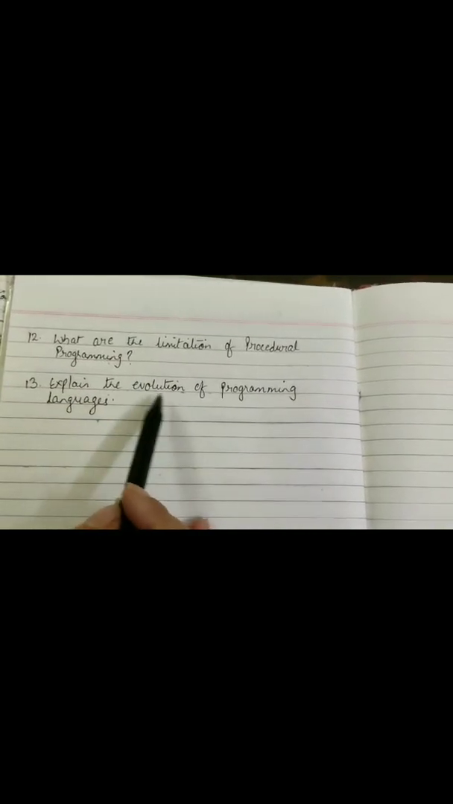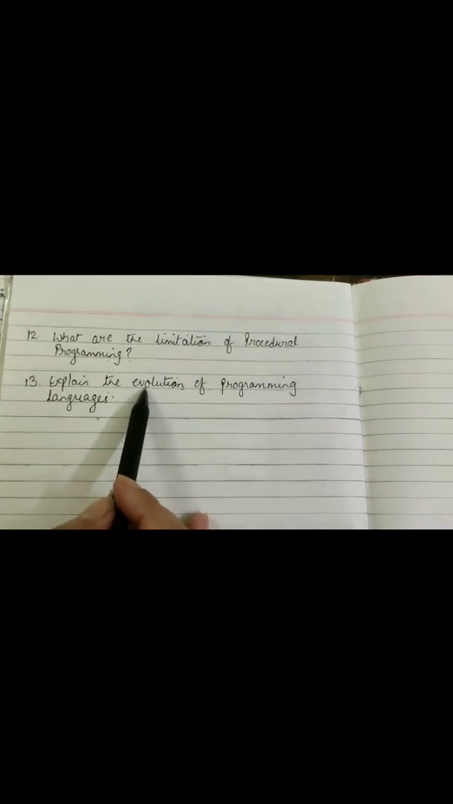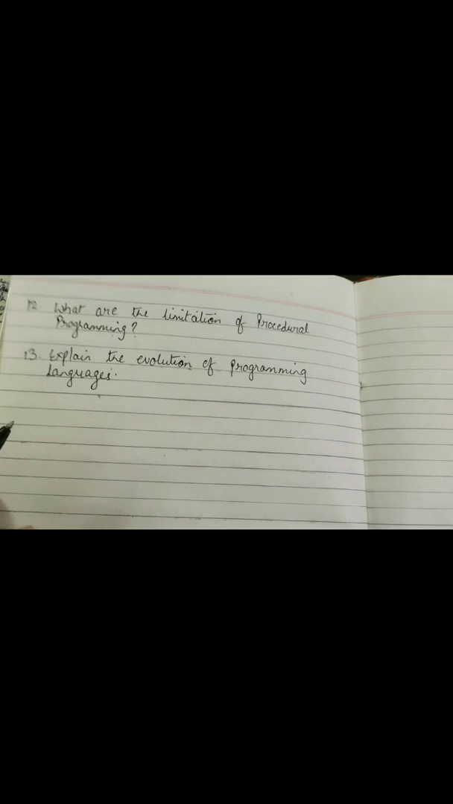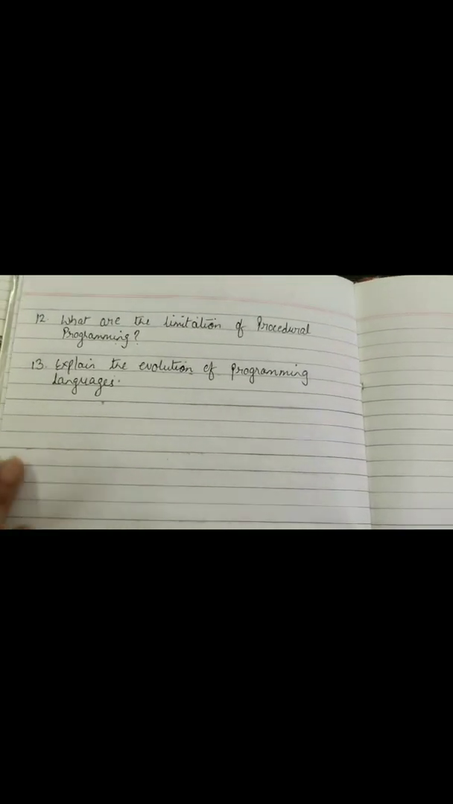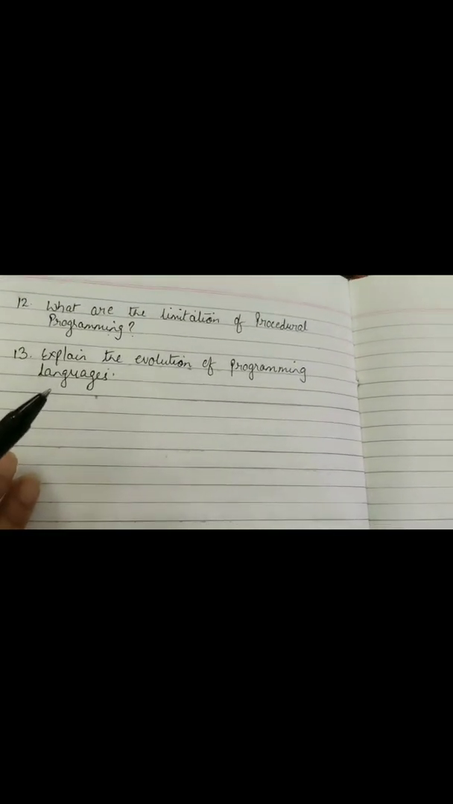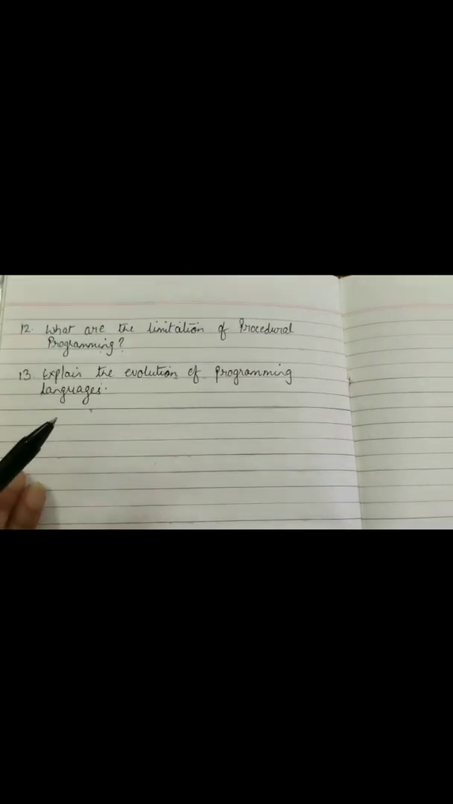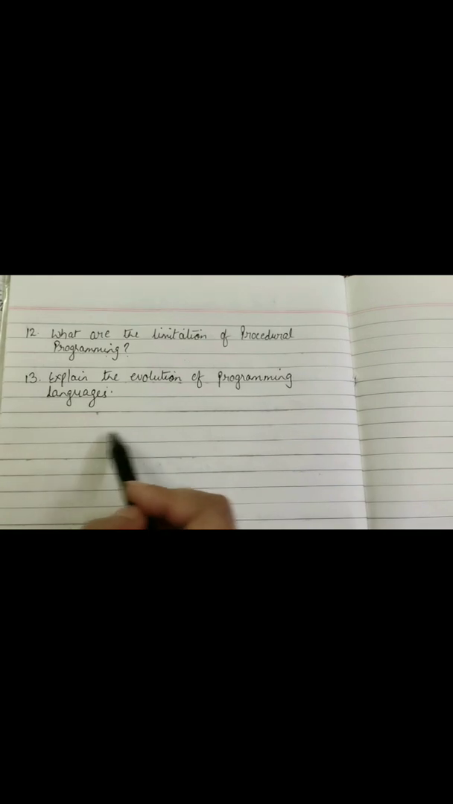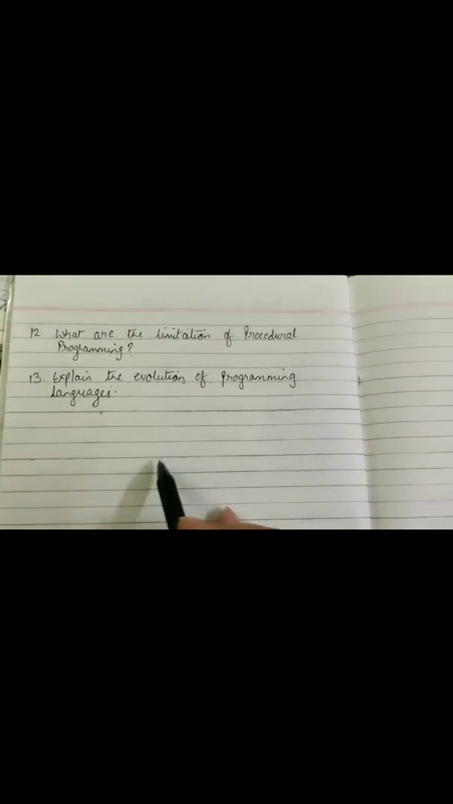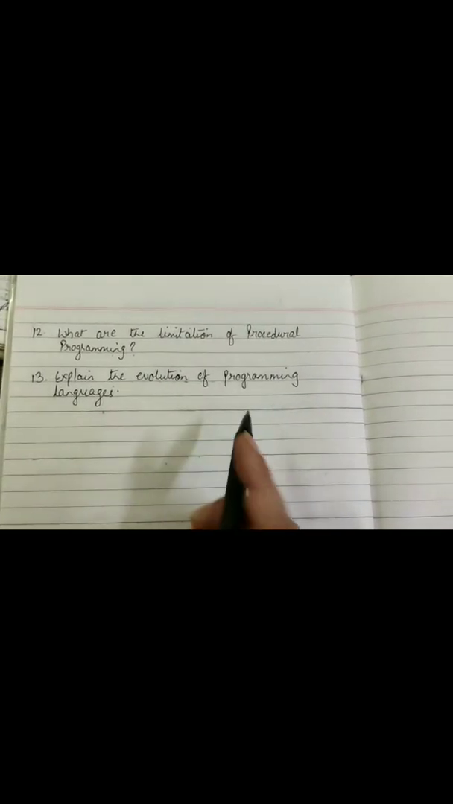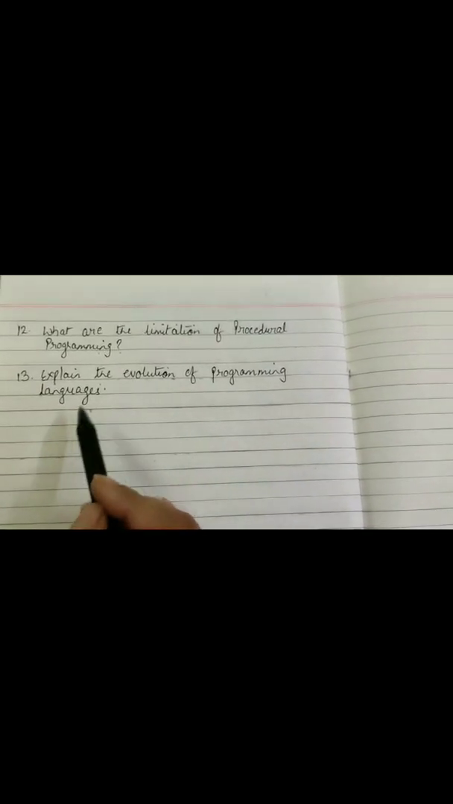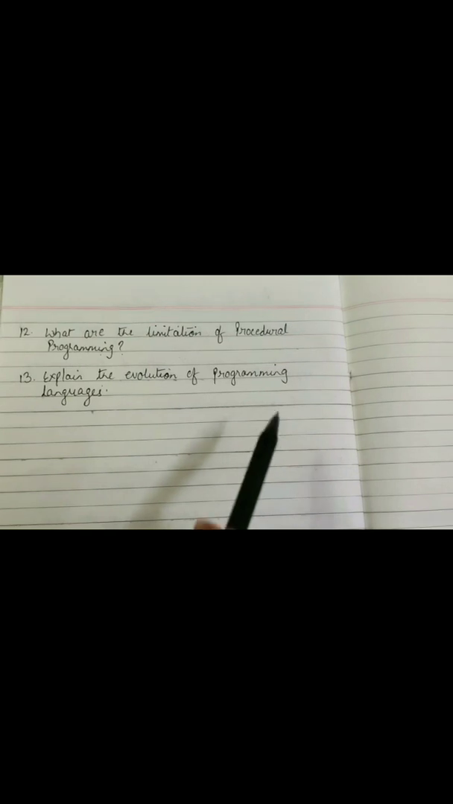Explain the evolution of programming language. So here you can mention that programming languages are developed in various generations: generation 1, generation 2, generation 3, generation 4 and generation 5. And if you would like to explain it, you can write 1 or 2 lines along with each and every generation.